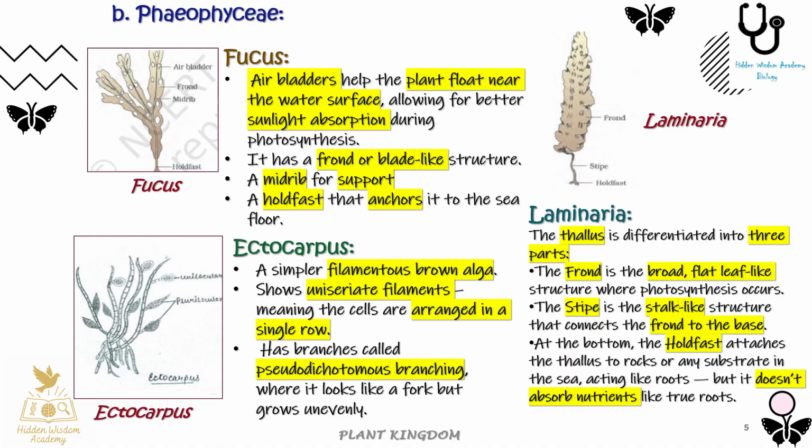Let's understand the structure of Laminaria, a brown alga from class Phaeophyceae. This thallus is differentiated into three parts. The frond is the broad, flat leaf-like structure where photosynthesis occurs. The stipe is the stalk-like structure that connects the frond to the base. At the bottom, the holdfast attaches the thallus to rocks or any substrate in the sea, acting like roots, but it doesn't absorb nutrients like true roots. This differentiation into frond, stipe, and holdfast is a key feature of complex brown algae like Laminaria.